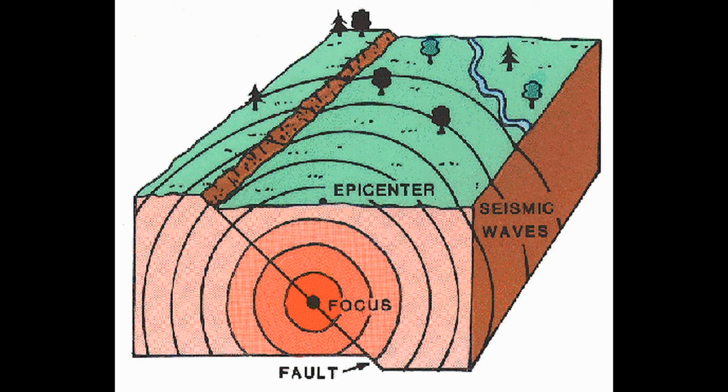Let's go a bit more into detail of the parts of a quake when the slipping happens. The spot underground where the rocks broke is called the focus and is the center of all energy that makes the earthquake happen. The spot on the surface of the earth directly above the focus is called the epicenter, which literally translates to above the center.